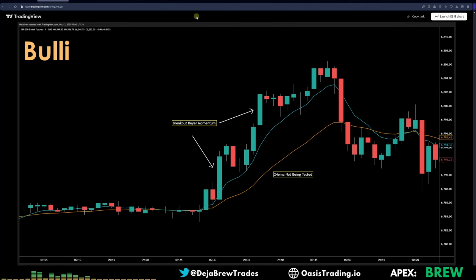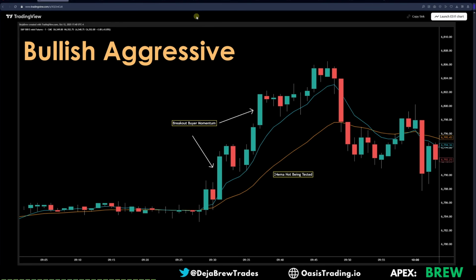Here's an example of a bullish aggressive day. Notice the difference in the candles. You see how strong these breakout candles are? You see how the prior bar lows are not being taken out? You're breaking the prior bar high and you're not testing or getting anywhere near the prior bar lows. And even if you do, you are staying above the aggressive average, which in my case is the 8 EMA.